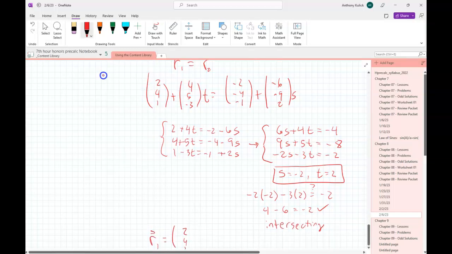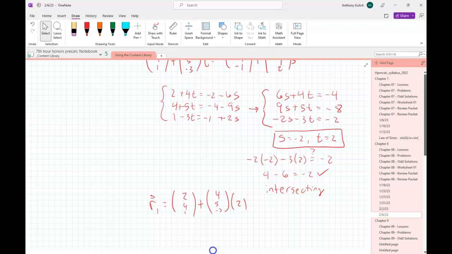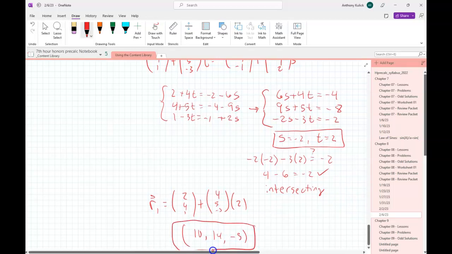So 2, 4, 1 plus t times 4, 5, negative 3. And then my value for T is 2. I picked the T. Why? There's no negative sign on it. It just makes it a little easier. So my point is going to be 2 plus 4 times 2, so that's 10, comma, 4 plus 5 times 2, that's 14, and then 1 plus negative 3 times 2, that's negative 5. So there's my point of intersection.